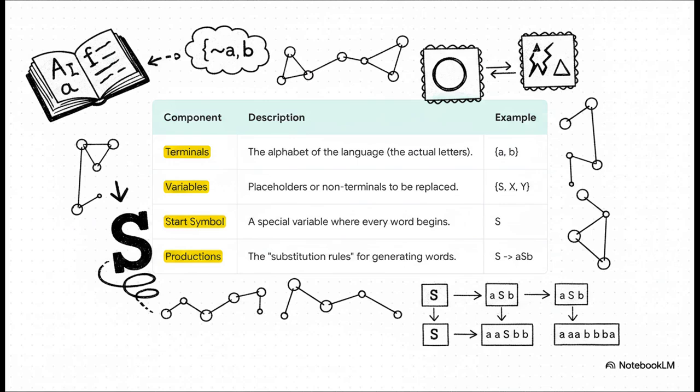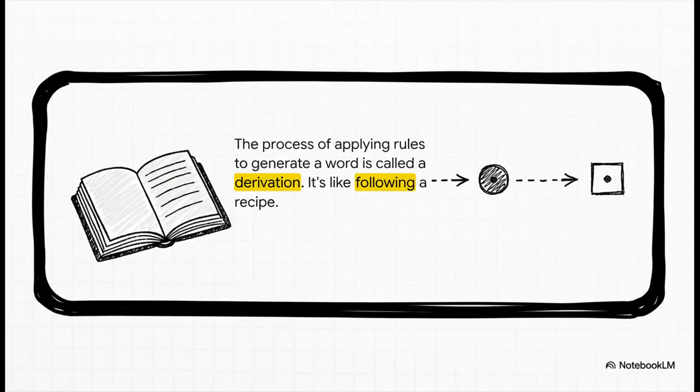Terminals, that's just our alphabet again, the actual letters. Variables are just temporary placeholders we use during construction. The start symbol is, you guessed it, the special variable where every single word begins its life. And then, the most important part, productions. These are the substitution rules that tell us exactly how to swap out variables to build our words. Okay, so that's all the theory, but how does this rulebook actually work?